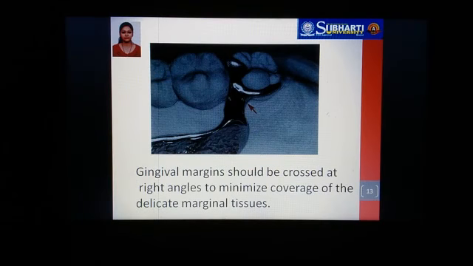Also, the gingival margin should be crossed at right angles to minimize the coverage of the delicate margin tissue. So this margin, if we look at the arrow, you can see it should be at right angles in order to, first of all, minimize the coverage. When we are minimizing the coverage, then we are also minimizing any impingement or discomfort that the increased margin can cause to the patient. So two functions are being talked about here. Firstly, to minimize the coverage, and secondly, to prevent any impingement to the tissues.